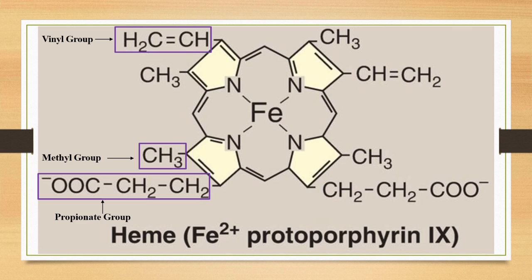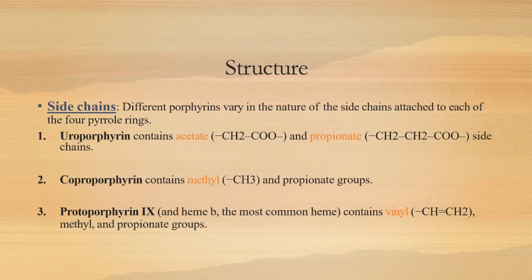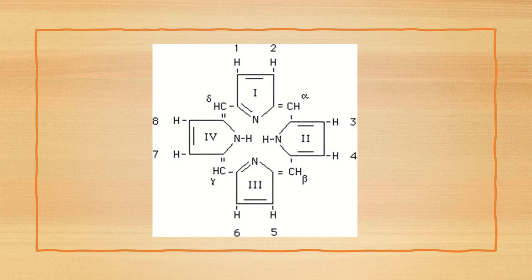This is the structure of heme, and the side chains present in the heme. Different porphyrins vary in the nature of the side chains attached to each of the four pyrrole rings. First one is uroporphyrin, which contains acetate and propionate as side chains. Coproporphyrin contains methyl and propionate groups. Protoporphyrin 9, which is heme B, the most common heme, contains vinyl, methyl, and propionate groups.